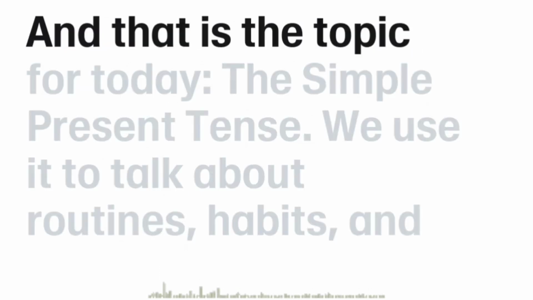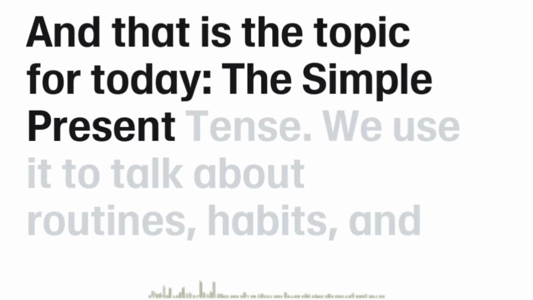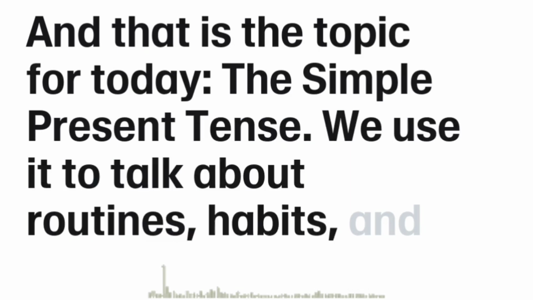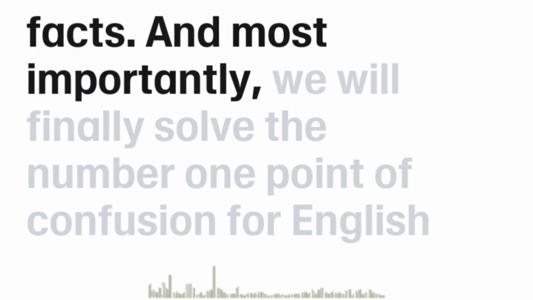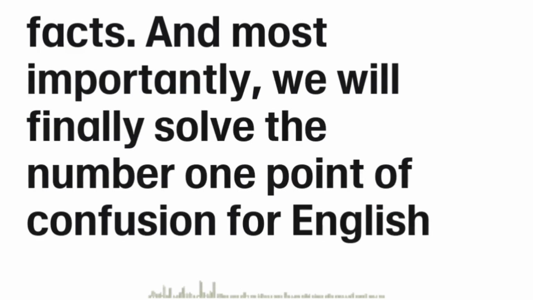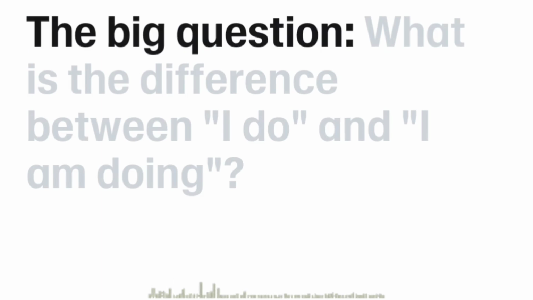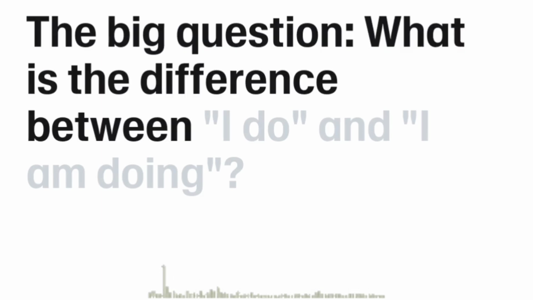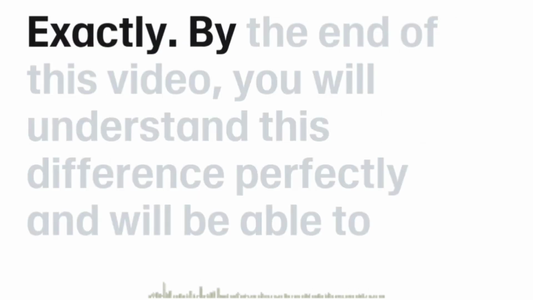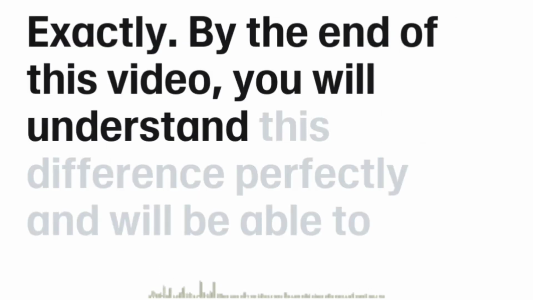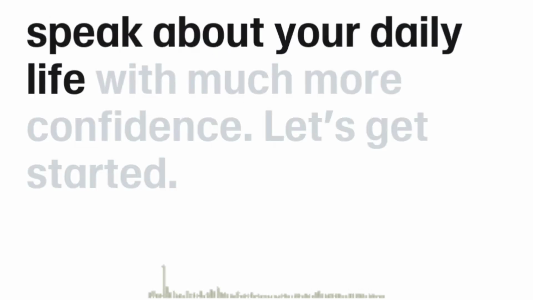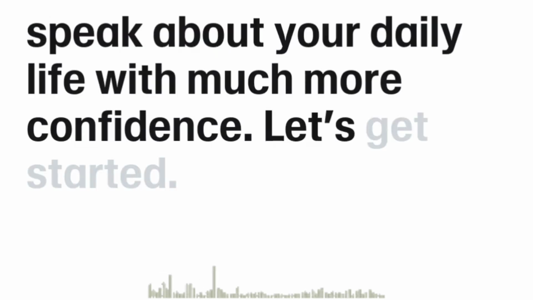And that is the topic for today, the simple present tense. We use it to talk about routines, habits, and facts. And most importantly, we will finally solve the number one point of confusion for English learners. The big question. What is the difference between I do and I am doing? Exactly. By the end of this video, you will understand this difference perfectly and will be able to speak about your daily life with much more confidence. Let's get started.